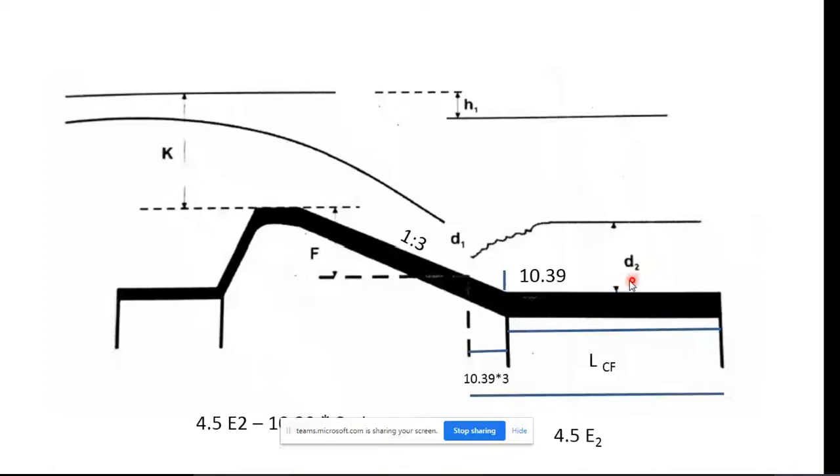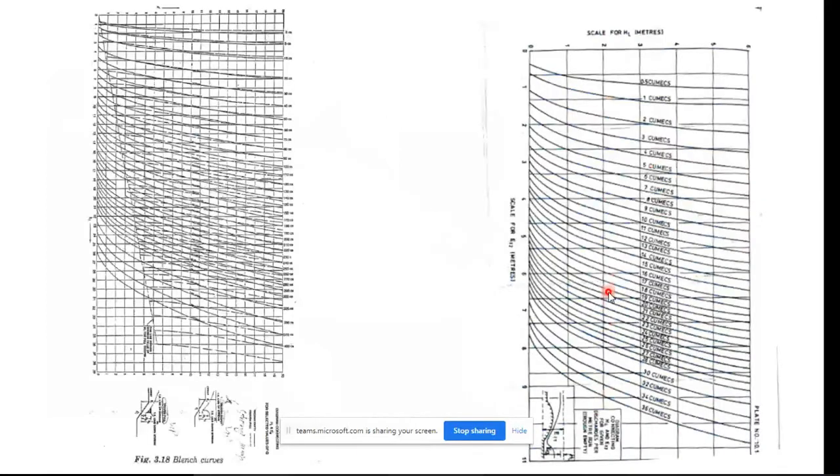Conjugate or sequent depth is denoted by D2. For any flow, if D1 is the depth before the hydraulic jump, it will have a depth D2 known as its sequent depth, which can be calculated by the expressions of hydraulic jump studied in the hydraulic engineering course. In this part, we won't be using the expression. Instead, you will be using two or three different methods which are prepared using the same equations of hydraulic jump, the equations of head loss and equations of sequent depths.